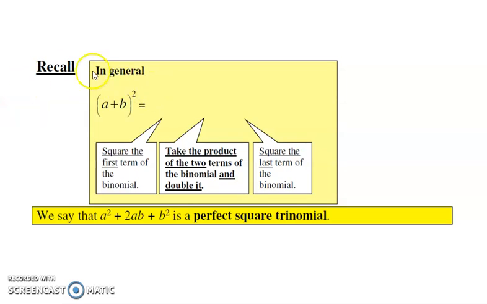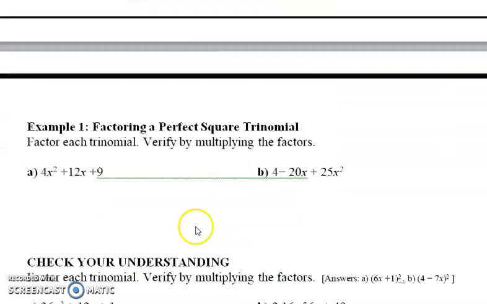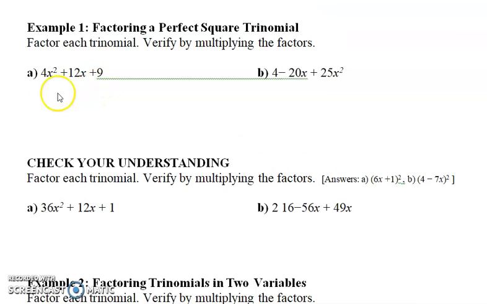One of the first ones you may remember is (a + b) all squared. Remember, you square the a, you multiply the a by the b and double it, so 2ab, and then you square the b to get the third term, and it looks like a squared plus 2ab plus b squared. This is one of the special polynomials that we worked on earlier in the chapter. Okay, so let's look at the first example.